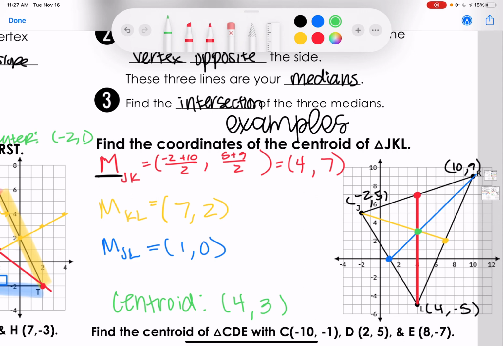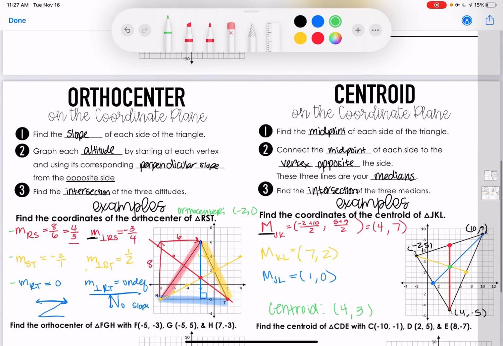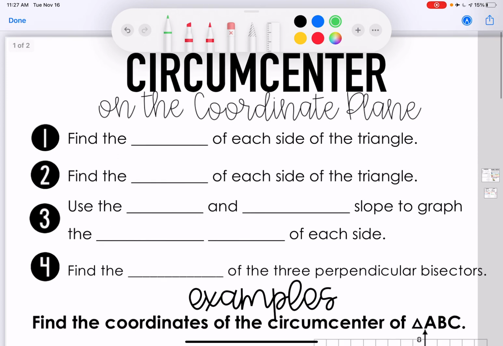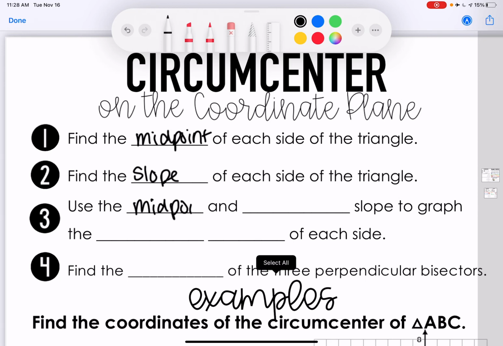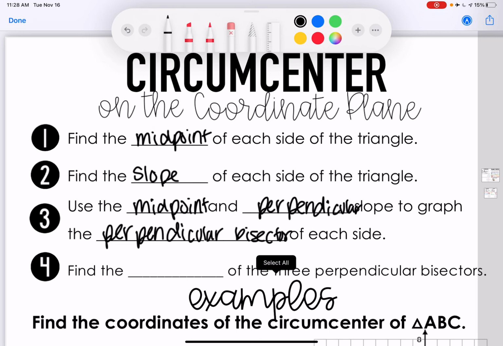Awesome. So now you've done centroid and orthocenter. So now let's go to circumcenter. Now the circumcenter, remember, it uses both midpoint and slope, and the order is going to matter because it doesn't start at a vertex. It, in fact, starts at the midpoint. And then you use the perpendicular slope to graph the perpendicular bisector. And then to find your circumcenter, that is the intersection of your 3 perpendicular bisectors.